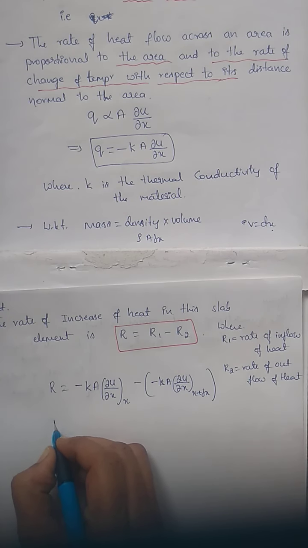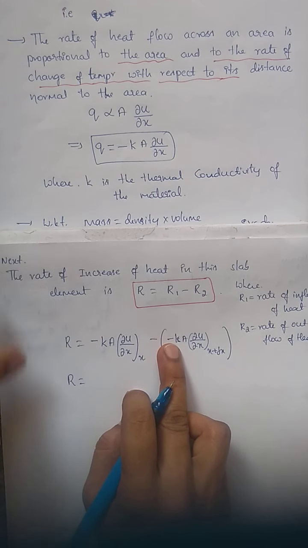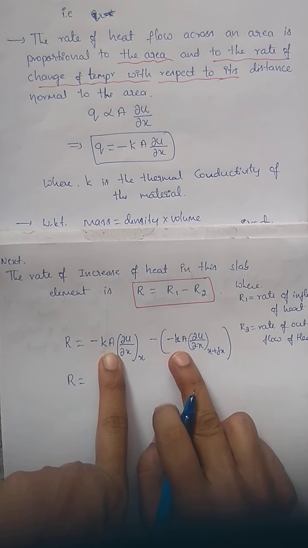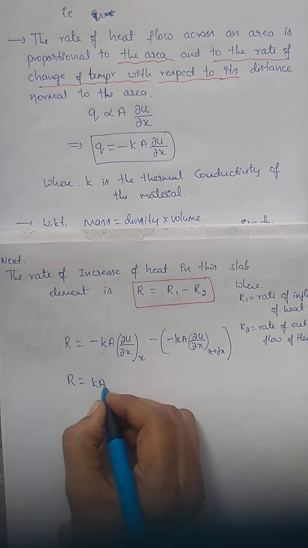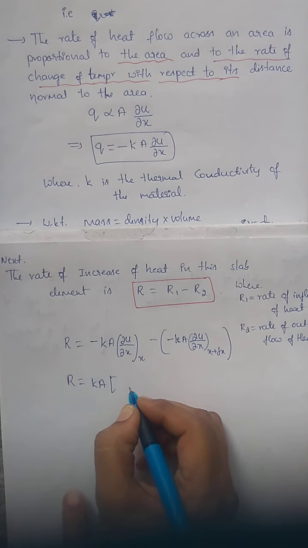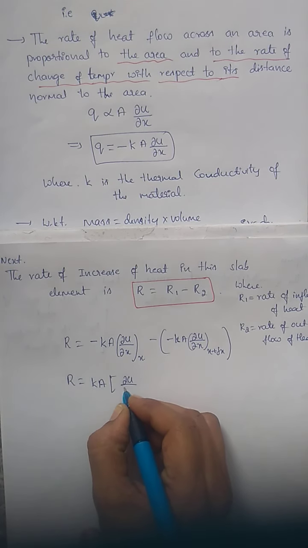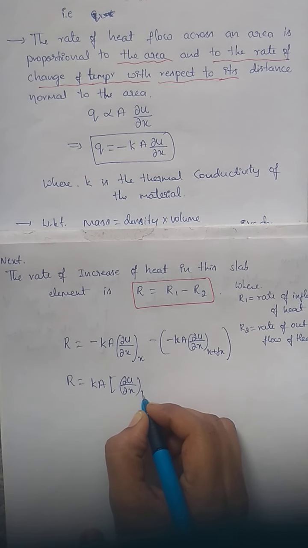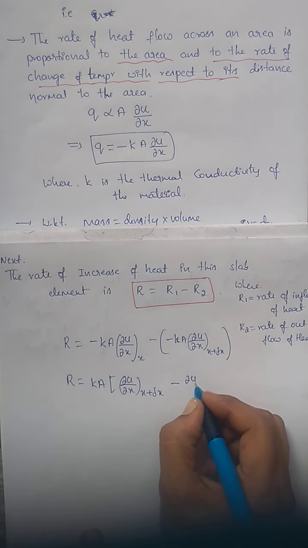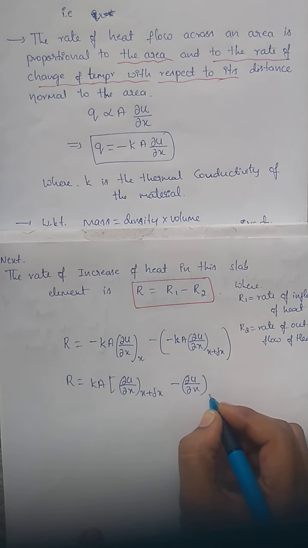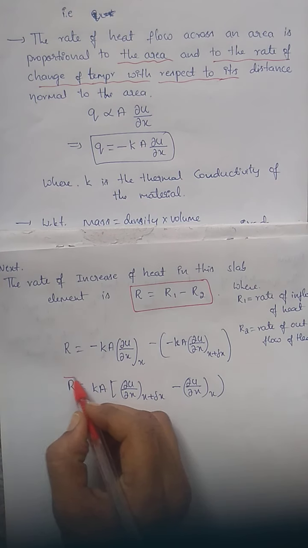Next, simplification. Here R is equal to minus K; minus into minus gives plus K. From these two we take K into A common outside. The remaining is dou U by dou X at X plus delta X, which is positive, taken first, minus dou U by dou X at distance X. I take this as equation 2.